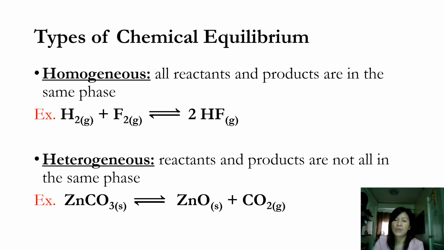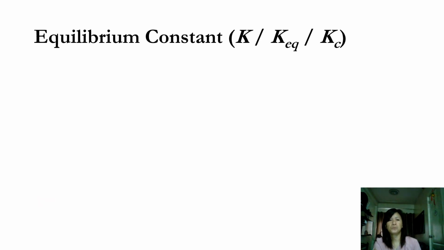Heterogeneous equilibrium is when reactants and products are not all in the same phase. Like in this example, we have solid zinc carbonate decomposing to solid zinc oxide and gaseous carbon dioxide. So we have a combination of solid and gas, and therefore the reaction is considered a reaction at heterogeneous equilibrium.